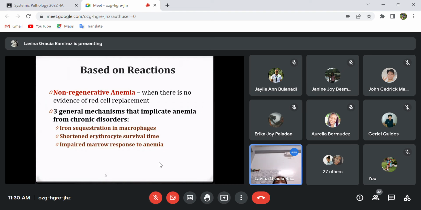I said earlier that a regenerative anemia has a limit, in which the bone marrow can still regenerate and replenish those destroyed.